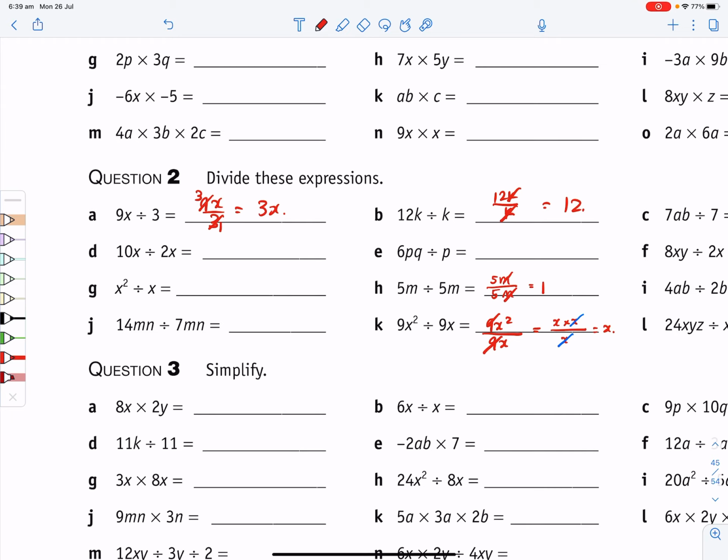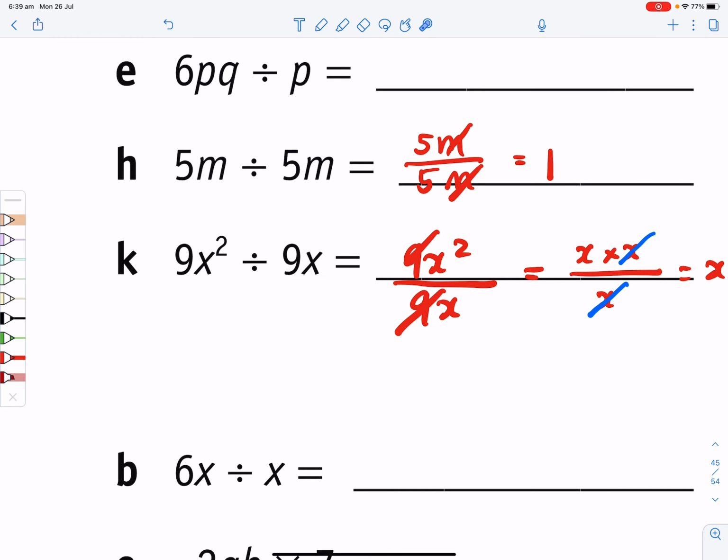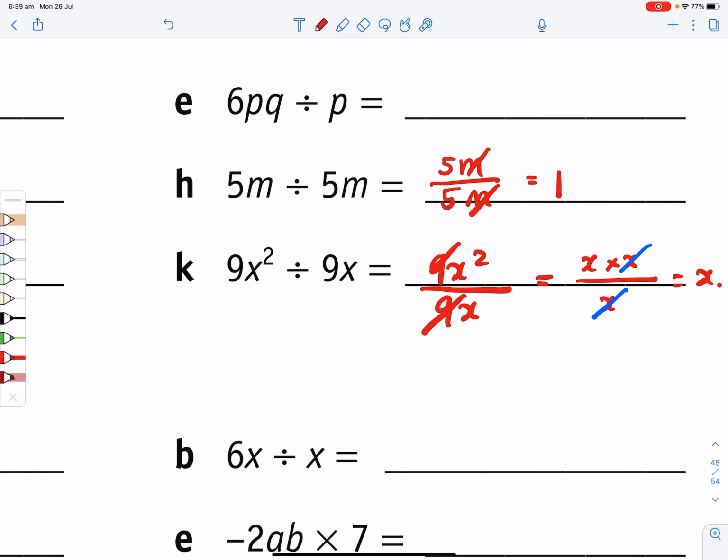The shortcut method is, you can learn this if you like, when you're dividing, so you've got x squared divided by x, you can always do that power minus that power, where this power is 1 here. It always works. For example, if you've got x to the power of 50 over x to the power of 20, it's x to the power of 50 take away 20, which is 30.